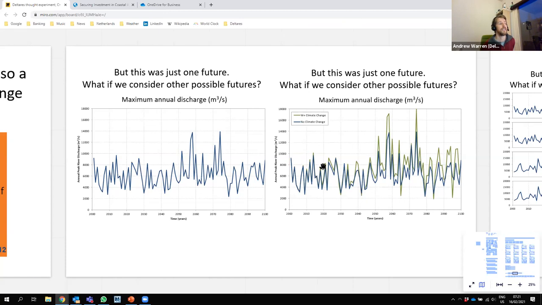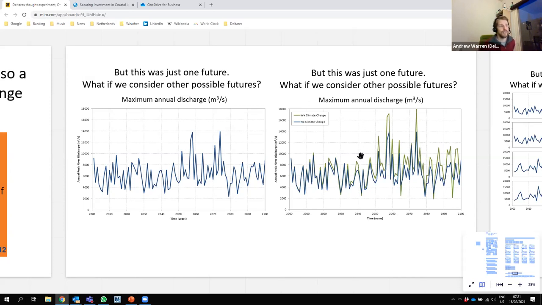We could have played a scenario where we did have climate change, and this W plus scenario, these are Dutch scenarios, is a scenario that's akin to RCP 8.5. So it's high climate change. And you can see that if we had played that scenario, then our peak discharges could have been much, much greater. Even the measures that we had on the table, the 16,000 ones, wouldn't have been sufficient.